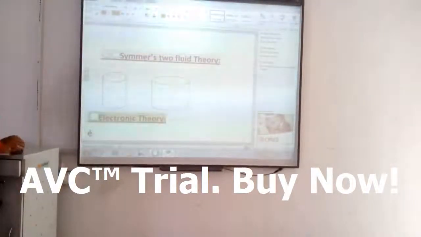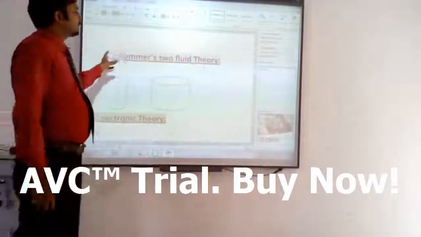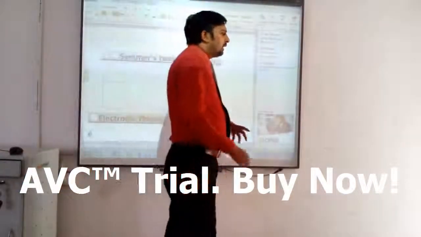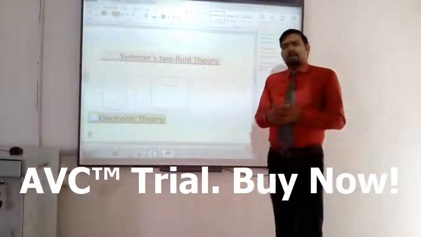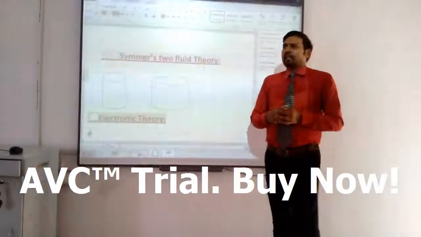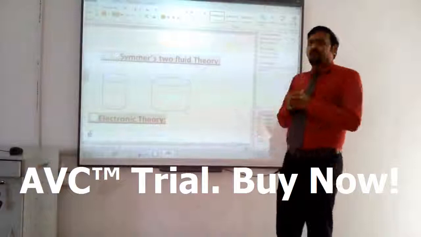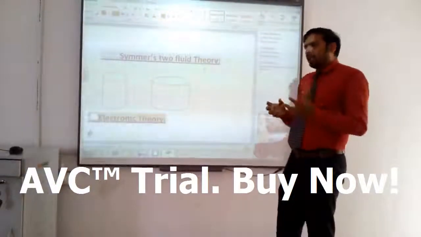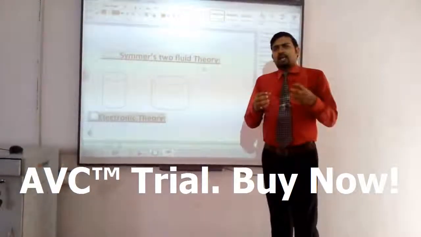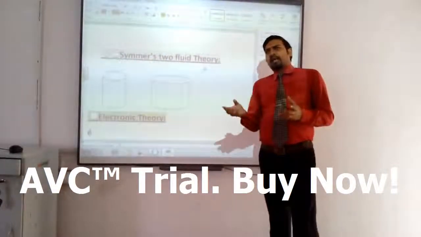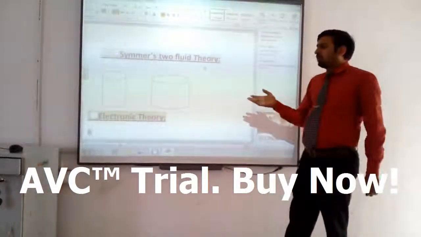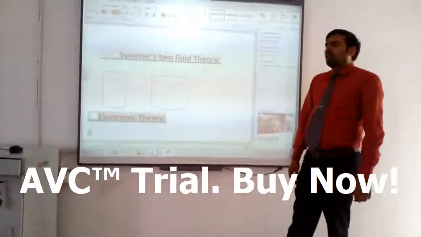and the next theory comes into play, that is called Symmer's two fluid theory. He explains that there is not a single kind of fluid in a body in neutral state. There are two different kinds of fluid. In a body in neutral state, the fluids will be of equal amount. One we call a positive fluid, another we call a negative fluid.